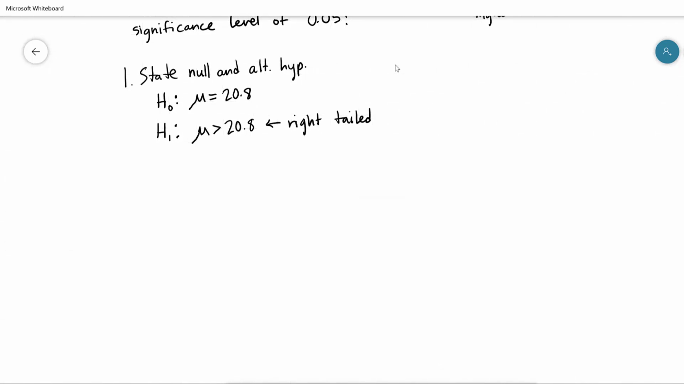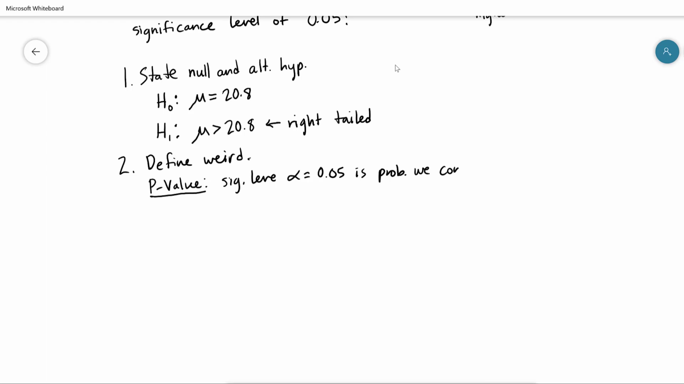So the second step is we need to define what we're going to consider weird. And we have two ways to do this. If we're doing the p-value approach, weird is just basically what area or probability we're going to consider weird. So we just need the significance level, which is alpha equals 0.05, is the probability we consider weird.